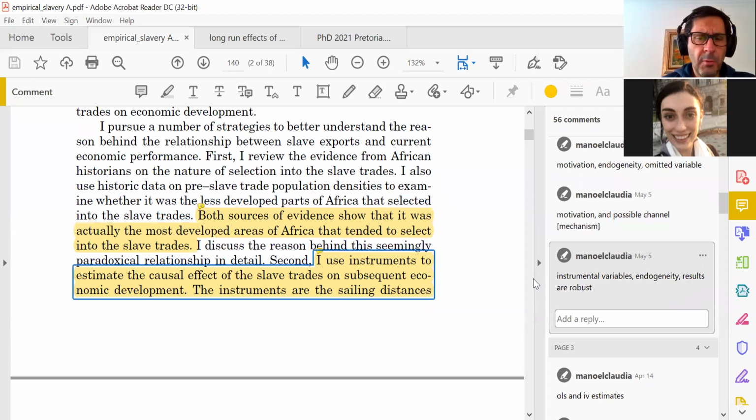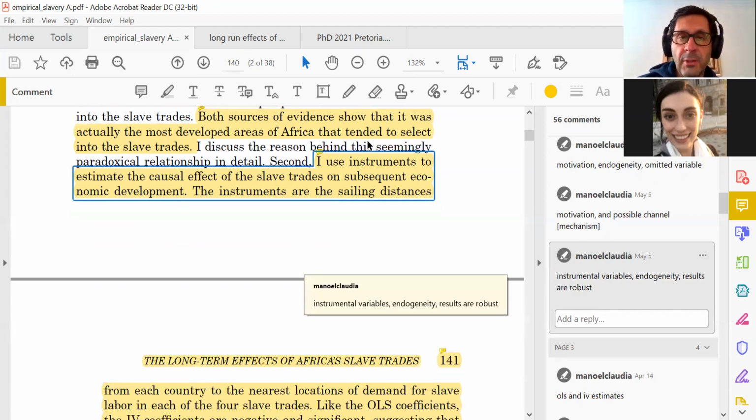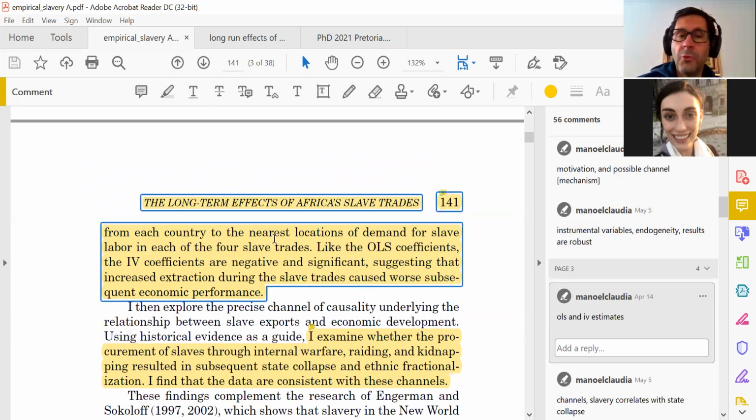Instrumental variables endogeneity results are robust. He uses instruments to estimate the causal effect of the slave trades on subsequent economic development. So that's essentially the research question again, and then he's telling us that he doesn't only use OLS, but he's going to use also instrumental variables, and he comes up with an idea for an instrument. And what is this idea? The instruments are the sailing distances, right, from each country to the nearest location of demand for slave labor in each of the 4 slave trades.